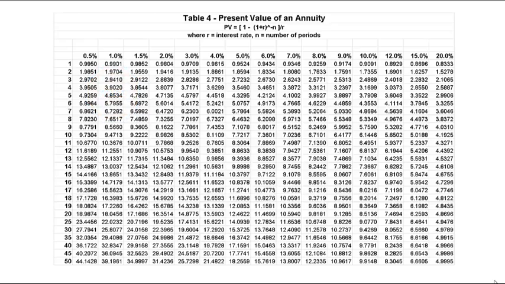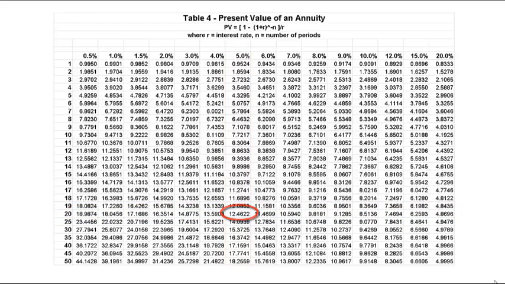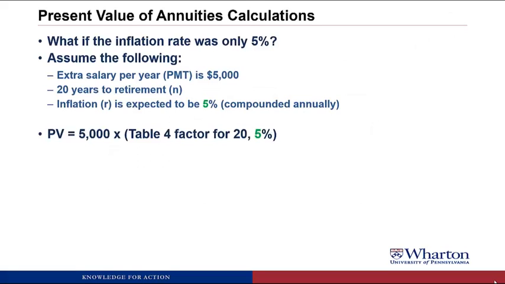So here again, we want to look at the 20-year row because we're going out 20 years, but now it's only going to be 5% inflation. So we look at the row 20, column 5%. We see that the factor is 12.4622. So we have our formula, present value equals 5,000 times that factor, which is 12.4622, which means the present value would be 62,311.